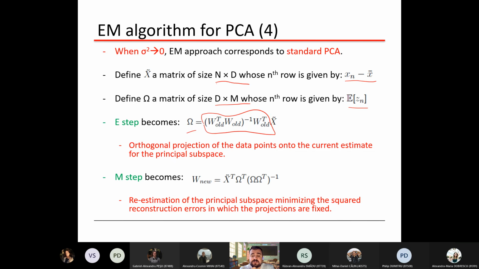This is the pseudo inverse, or Penrose inverse. So it represents the orthogonal projection of the data points onto the current estimate of the principal subspace. And in the maximization step, we will have x transpose multiplied with omega transpose, multiplied with omega multiplied with omega transpose to the minus 1.